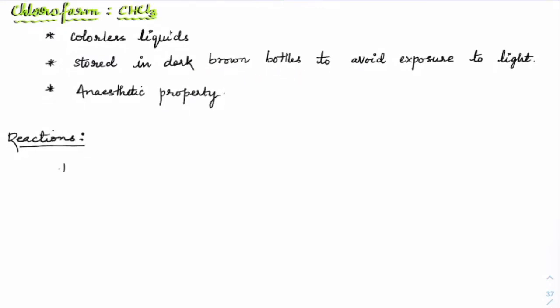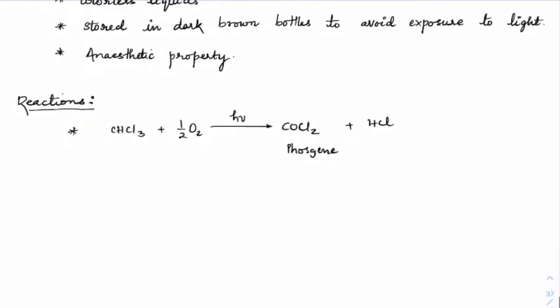The logic behind that is that CHCl3 will react with oxygen in the presence of light and release a poisonous or toxic gas, which is phosgene, and HCl. This phosgene gas is harmful; it will irritate the eyes, and cause pulmonary edema and damage in the lungs. So phosgene gas is to be avoided.